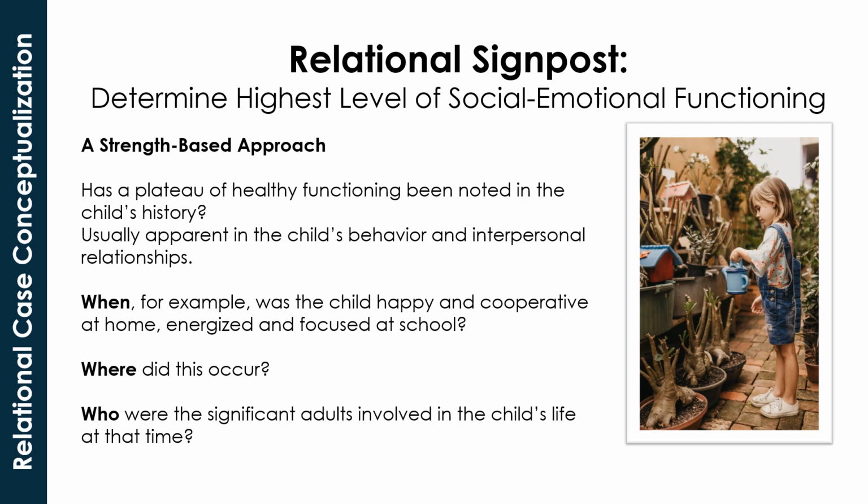So the highest level of functioning, we'll wonder, has a plateau of healthy functioning been noted in the child's history? This is usually apparent in the child's behavior and interpersonal relationships. When, for example, was the child happy and content and cooperative at home and energized and focused at school? Where did this occur? Who were the significant adults involved in the child's life at that time?